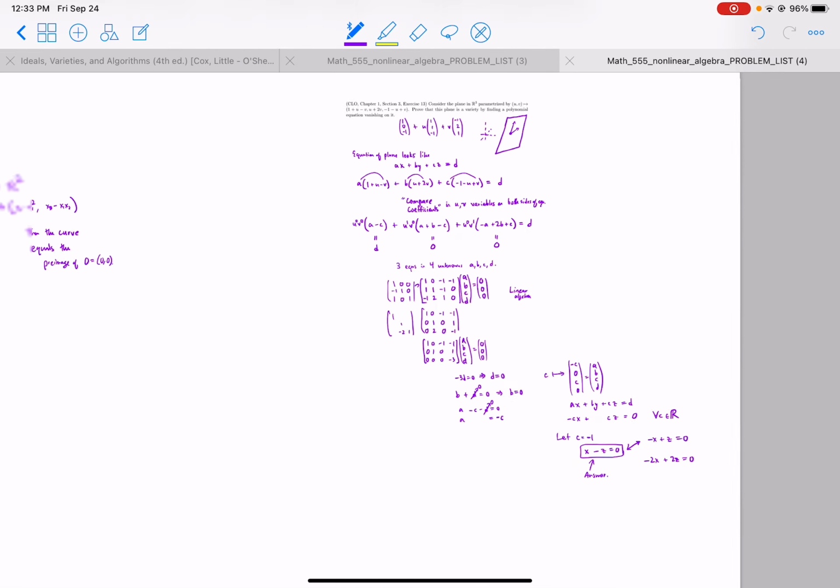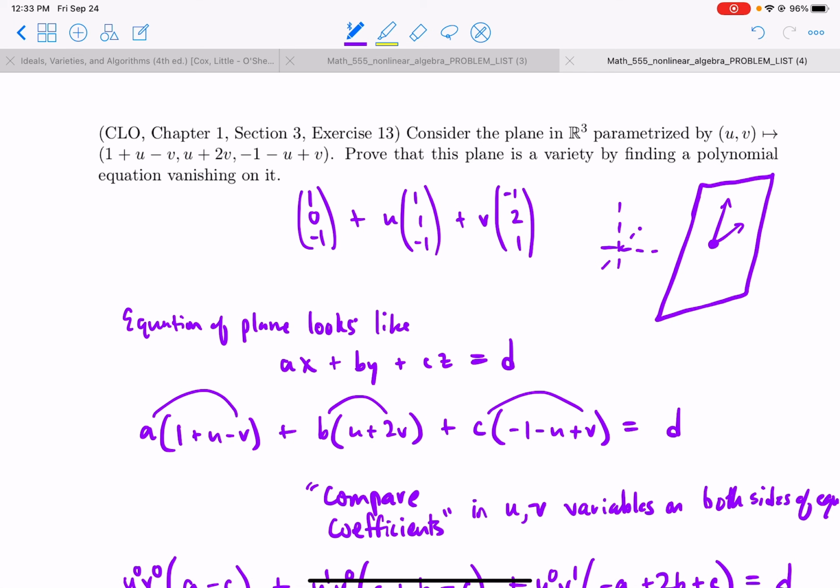So let's make sure we answered the question: prove that this plane is a variety by finding a polynomial equation vanishing on it. Here's the equation, x minus z equals 0.